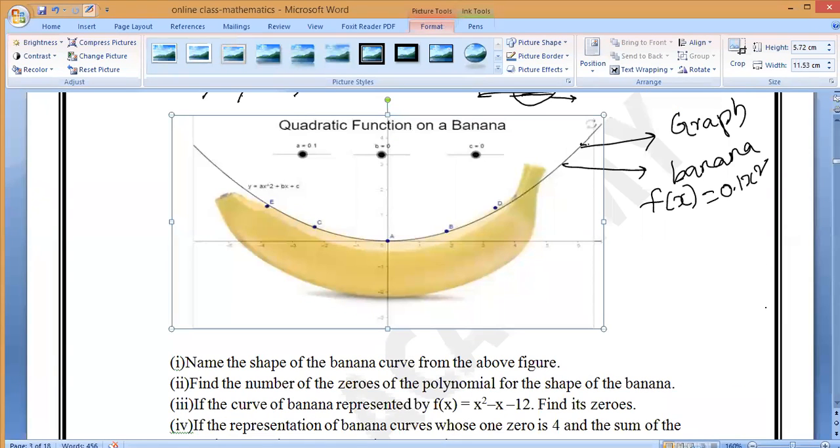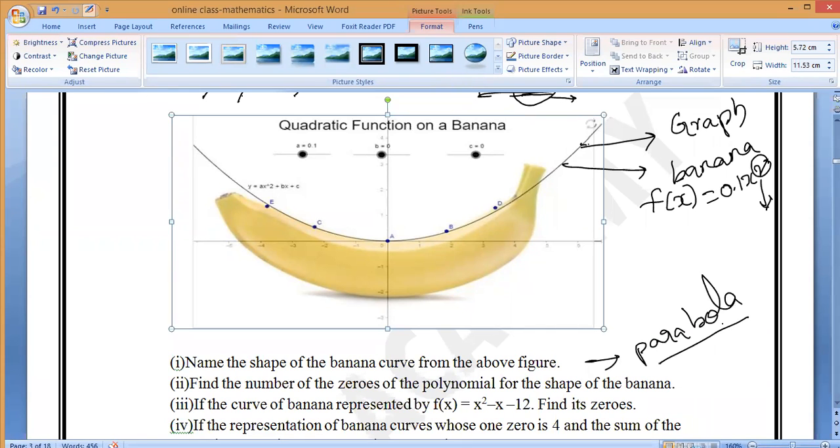Read the first question. Name of the shape of the banana. Parabolic shape, parabola. Okay, all quadratic functions are parabolic in shape. Do you understand? Yes, ma'am.